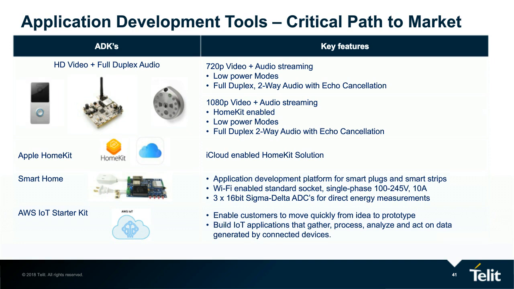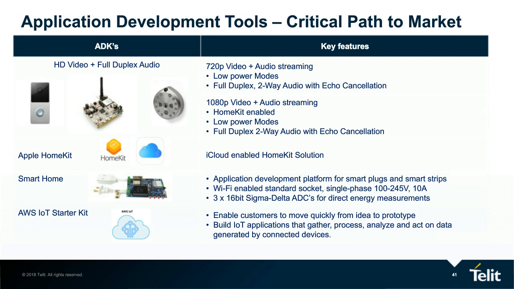Again, you can see there is Apple HomeKit support. One of the differentiators I would bring to your attention is that it supports iCloud connectivity, so you can get rid of your Apple TV in homes. Then there is smart home, which is primarily smart plugs and smart power strips. And as I mentioned earlier, we also offer some AWS IoT starter kits, which enable you to directly connect your application to the cloud.